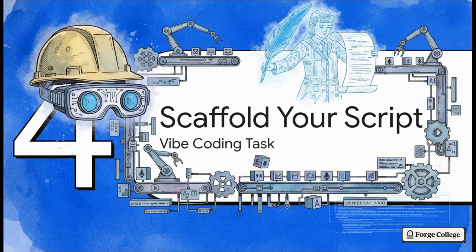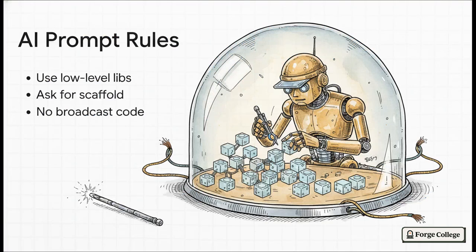All right, Section 4. Scaffold your script. Vibe coding task. Now it's time to take off the hard hat and put on those developer goggles. You are going to instruct an AI assistant to build a local offline script. The absolute secret sauce here is to force the AI to use low-level libraries, things like RLP and SCP-256K1. Because if you let it use high-level libraries like ethers.js, it'll just hide all the underlying magic from you in a single line of code.